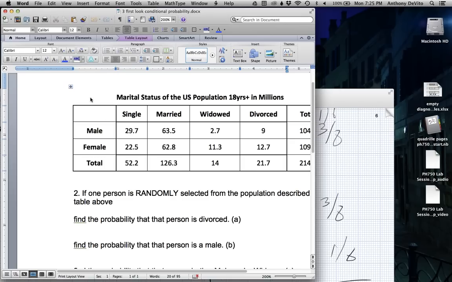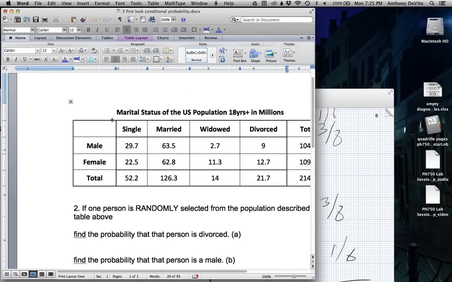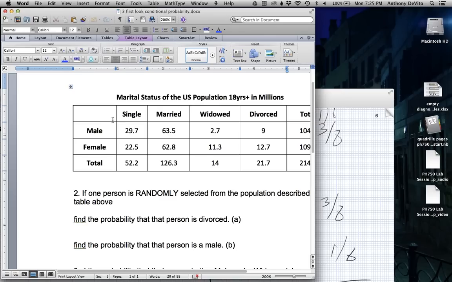Sure. Given that you're widowed, what's the probability that you're a female? Given that you're widowed, how many people are widowed? 14 million. Out of those who are widowed, how many of them are female? 11.3. What's the conditional probability? Given that you're widowed, what's the probability that you're female? It's 11.3 over 14 million. So you can do it either way.